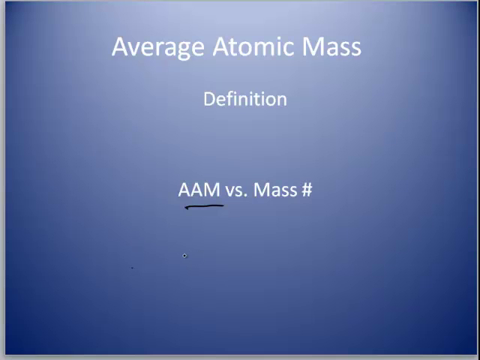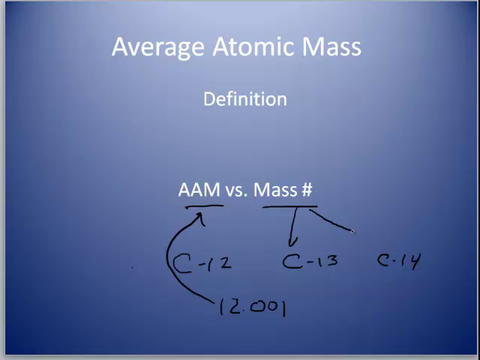So for example, if we're using the three isotopes of carbon, carbon-12, carbon-13, and carbon-14, if you averaged the masses of those compounds that you would find in nature, the weighted average would equal roughly 12.01. That is the mass that would appear on the periodic table. If we're talking about the mass number, that is specific to an individual isotope. So the mass number of carbon-13 is 13. The mass number of carbon-14 is 14.